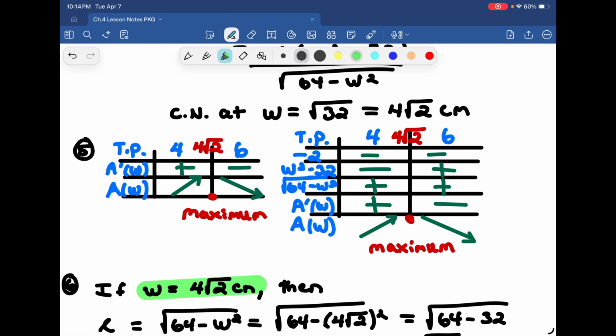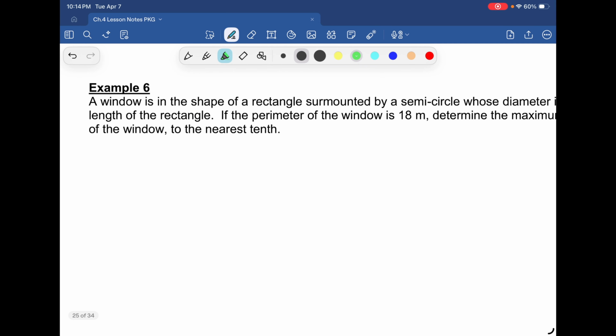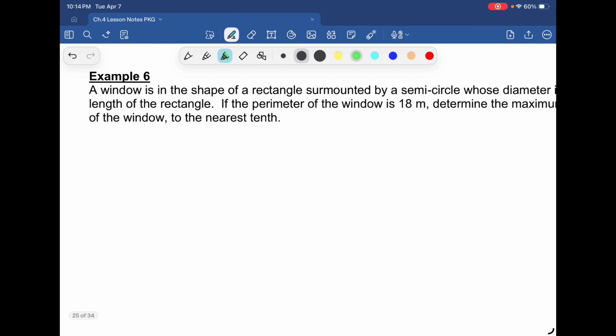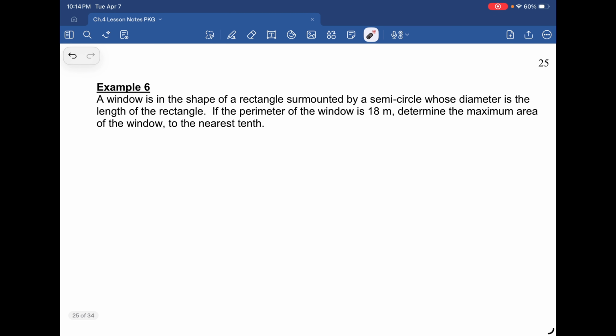Okay, going down to example 6. Example 6 is again another one where we want to be very careful with the details here. So we have a window that's in the shape of a rectangle and it's surmounted by a semicircle. Now surmounted just means topped by a semicircle, and they say the diameter is the length of the rectangle.